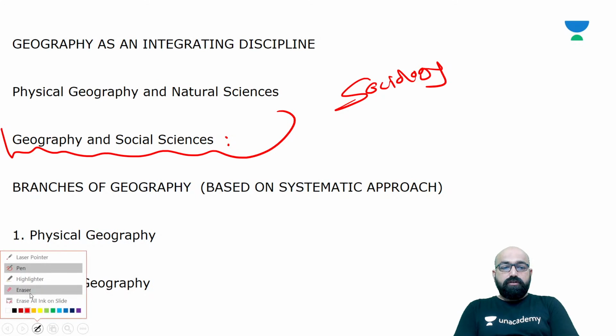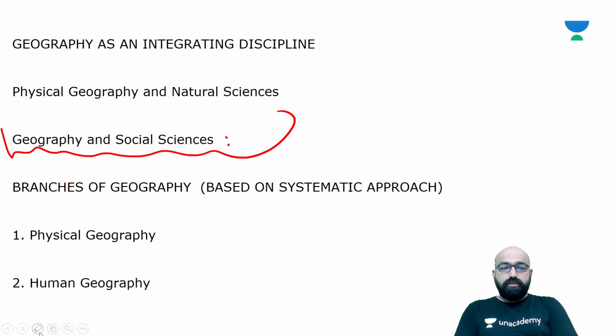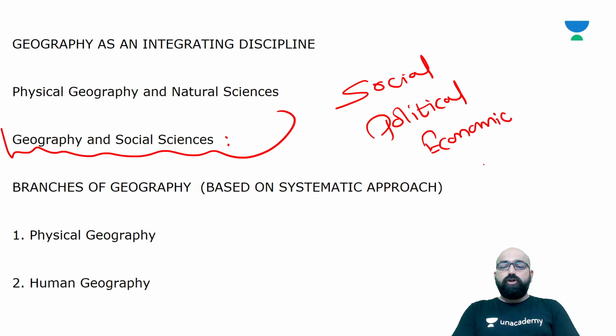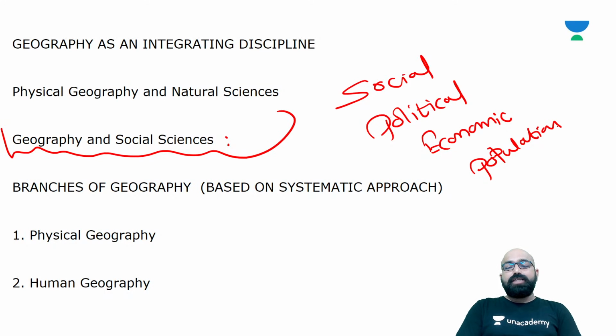in terms of social, then political, that is sociology, political science, economics, and demography, study different aspects of social reality. So the branches of geography like social, political, economic, and population and settlements.